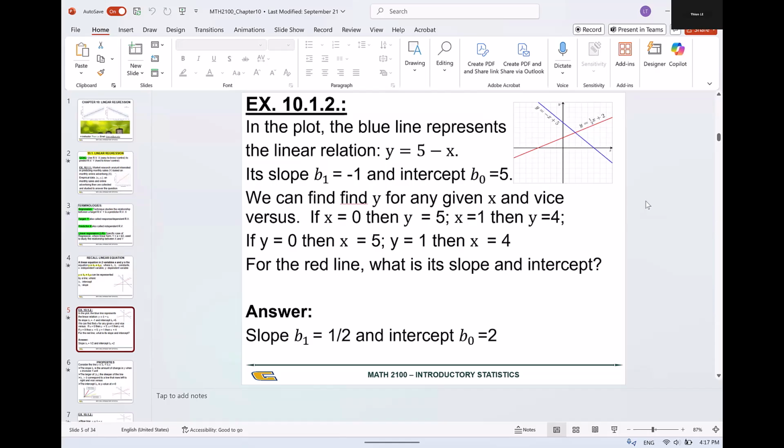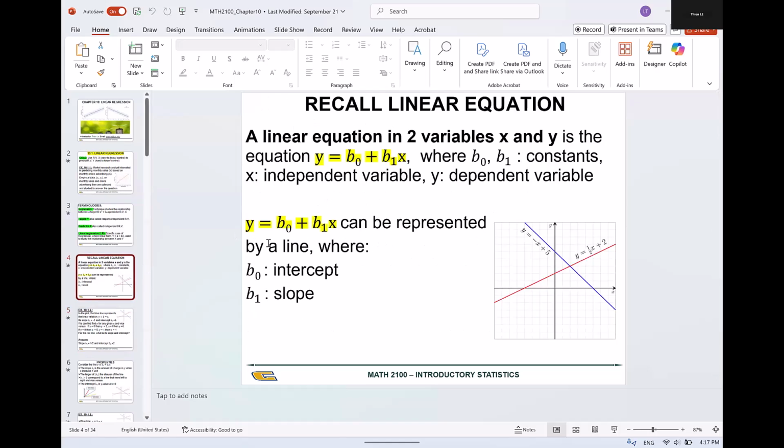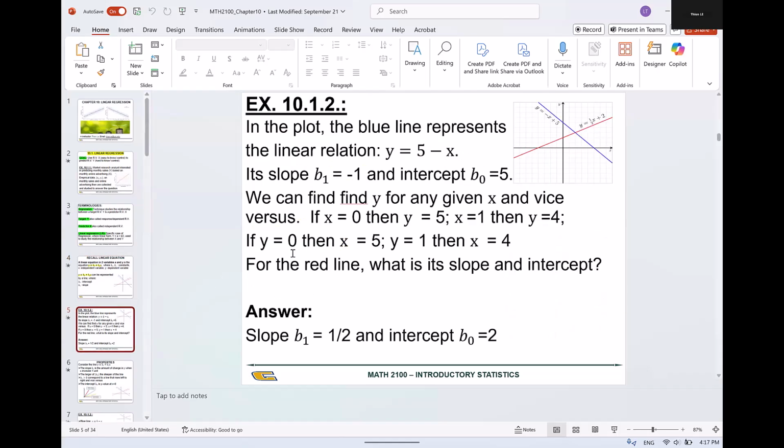In the plot, the blue line represents y equals negative x plus 5. In this case, b naught, the intercept, is 5. The intercept is the term not attached to the x, and the slope is the term attached to the x. So b1 in this case is negative 1. If you write it in this form, we can write this line as 5 plus negative 1 times x, which means the slope is negative 1 and the intercept is 5.